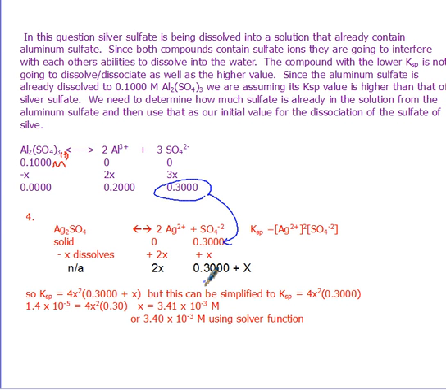We have our Ksp expression in terms of x's. Here's Ksp. I assumed x to be insignificant compared to the 0.3, and I solved for x, 3.41 times 10 to the minus third. Then I used the solver function, just because I know some of you love the solver function. So I did 3.040 times 10 to the minus third. Those are the same value.